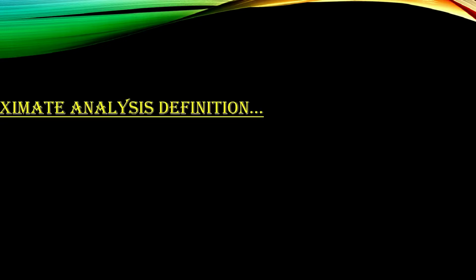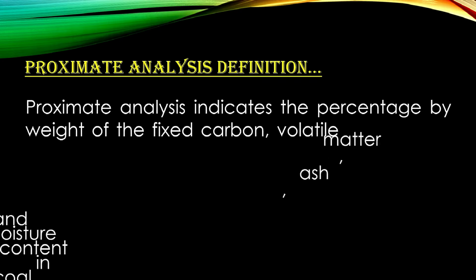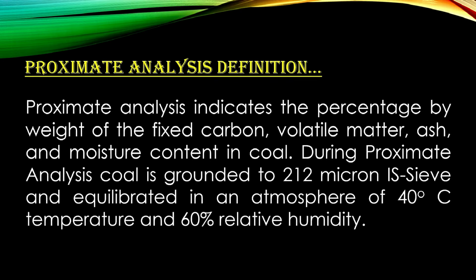Proximate analysis. Proximate analysis indicates the percentage by weight of the fixed carbon, volatile matter, ash and moisture content in coal. During proximate analysis, coal is ground to 212 micron and equilibrated in an atmosphere of 40 degree centigrade temperature and 60 percent relative humidity.